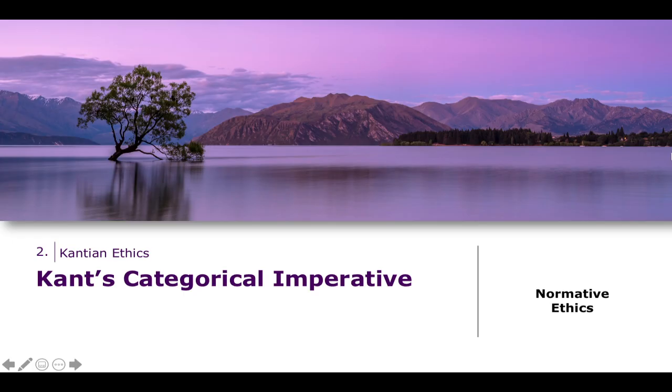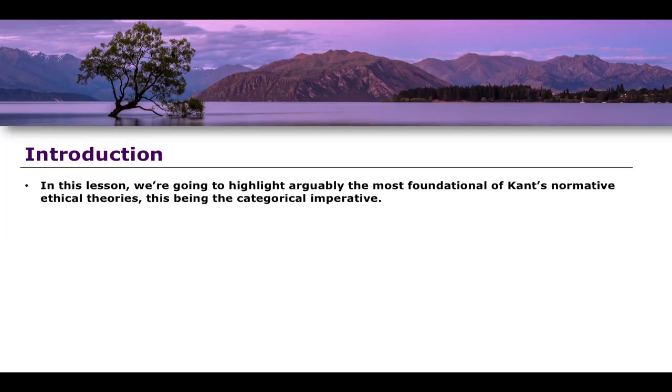What I want to do in this lesson is start to unpack what is considered to be the most important, some might say even the cornerstone of Kant's deontological ethics. This is known as his categorical imperative, and this is going to form part of our series on normative ethics, looking specifically at the concept of Kantian ethics. So this is arguably the most foundational of Kant's normative ethical theory.